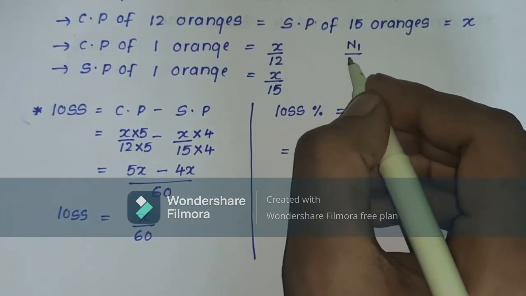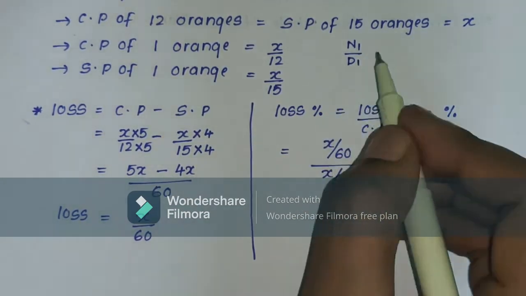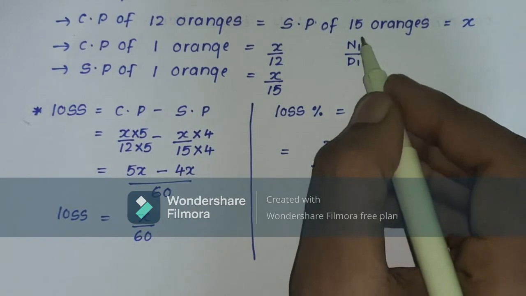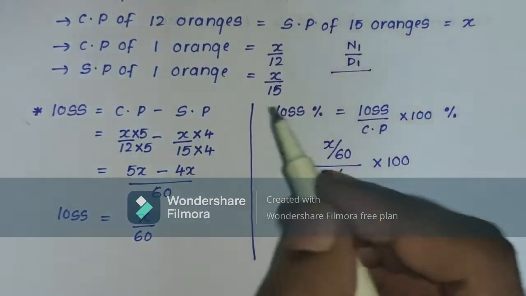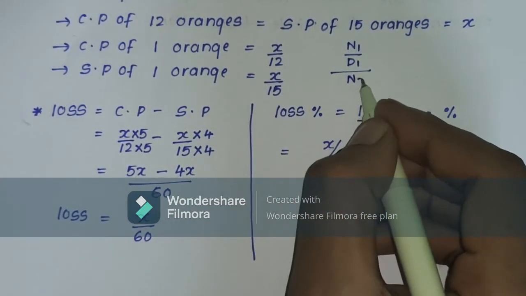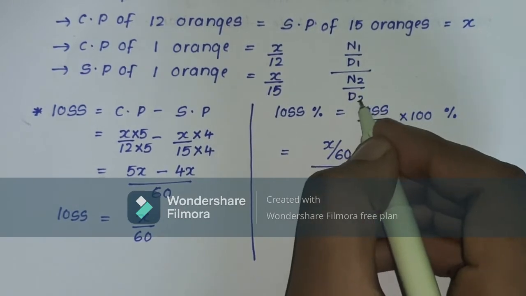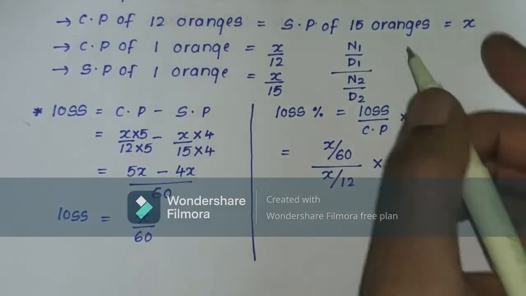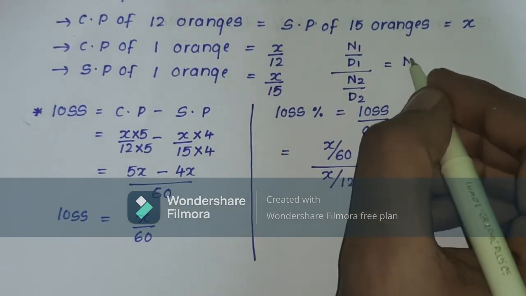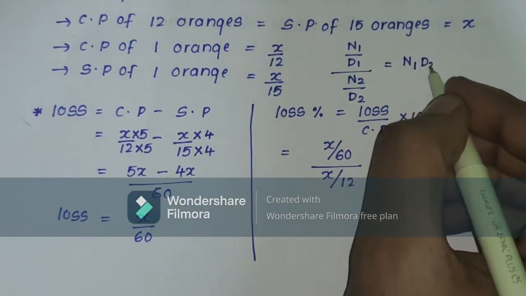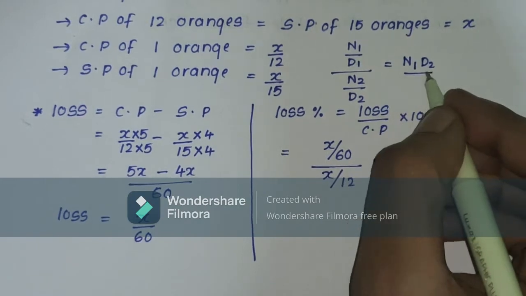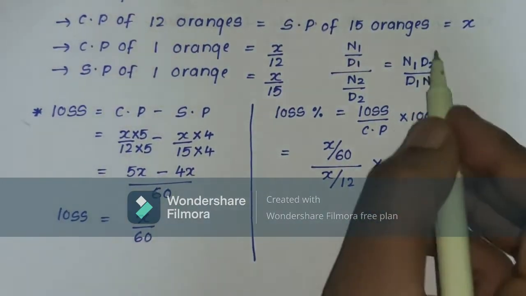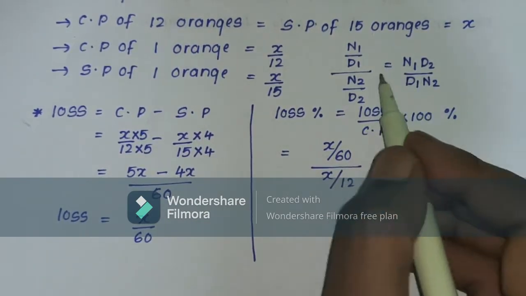N1 upon D1. What do you mean by that? Whenever we have a fraction, we have a numerator and denominator. So this is the first fraction. What is the second fraction? You will say N2 upon D2. Whenever we are dividing the first fraction by the second fraction, we can say N1 into D2 here, and we will say D1 into N2. That is the concept we are going to apply here.